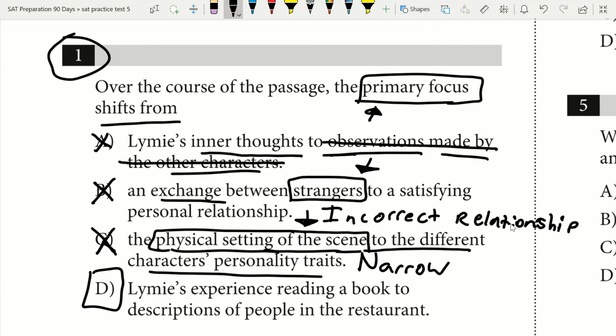So when you're asked to talk about the primary focus shifting within a passage, make sure you look big picture. Don't focus in too narrow on one thing. Also make sure you have correct relationships, and make sure that you're avoiding saying something that's just factually incorrect. So that's one example of a question like that.